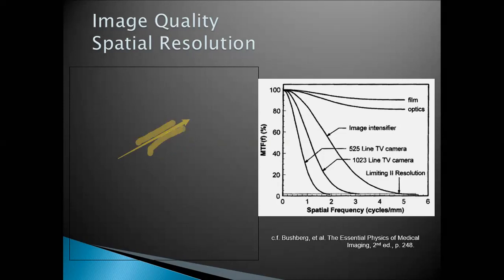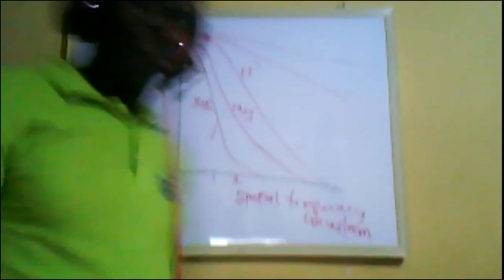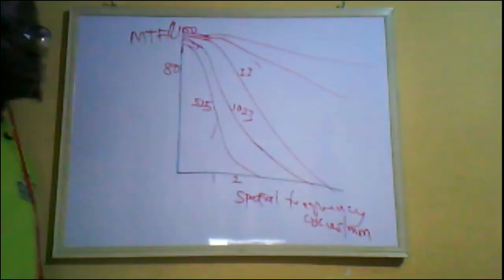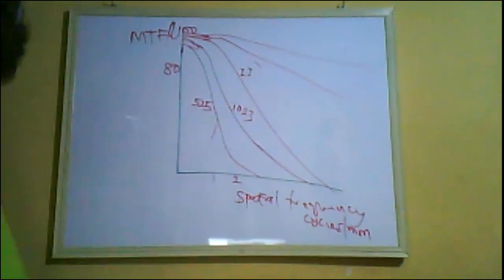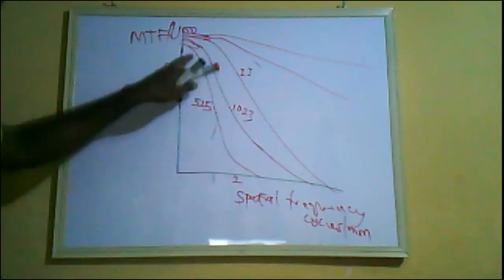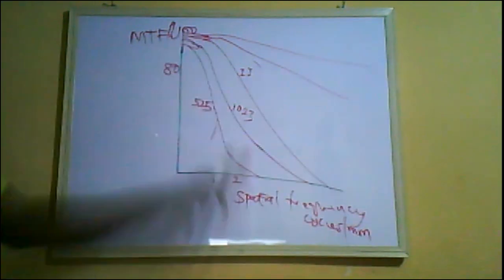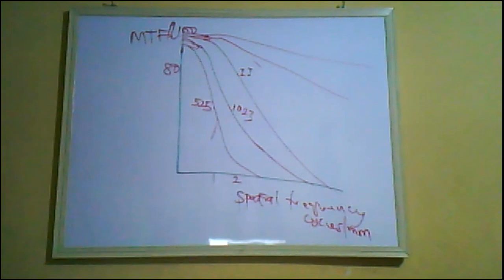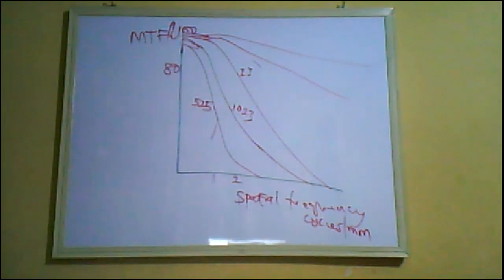Let me share the board with us. So we look at this. I want to look at the relationship between MTF and spatial frequency. From a spatial frequency of 1, you can see as the spatial frequency increases, the MTF reduces. So what does that imply for us? It means, for a spatial frequency of 1 cycle per millimeter, what does that mean?